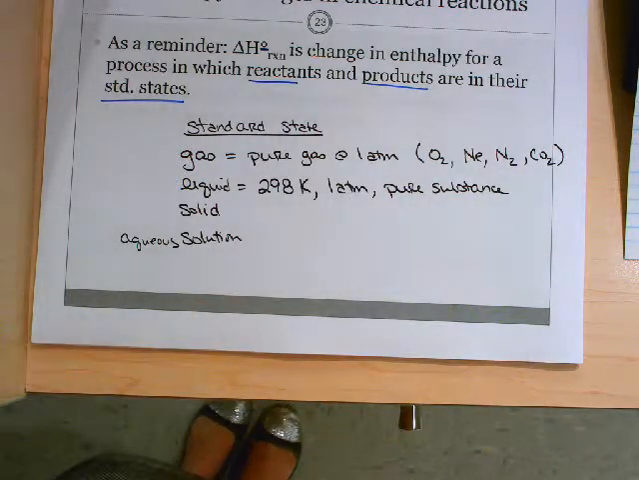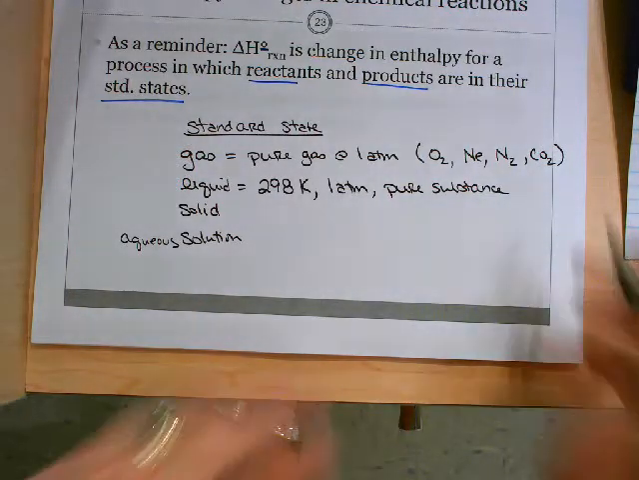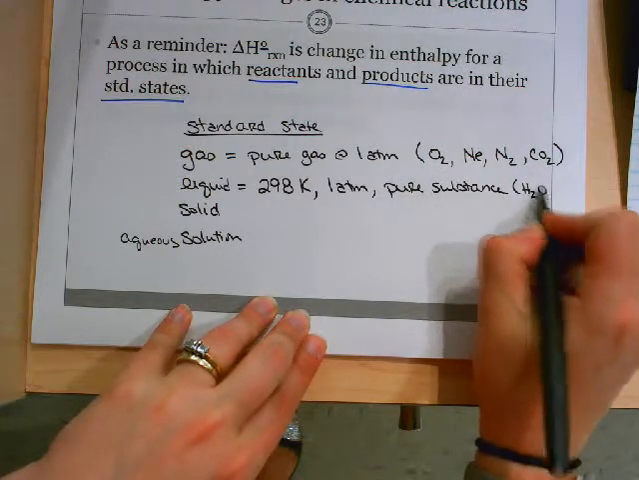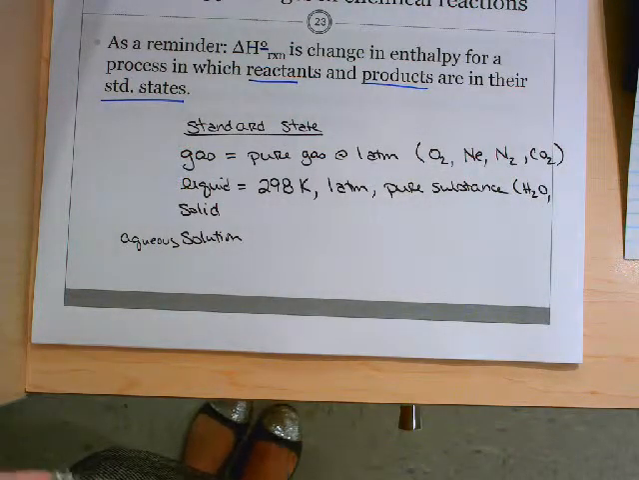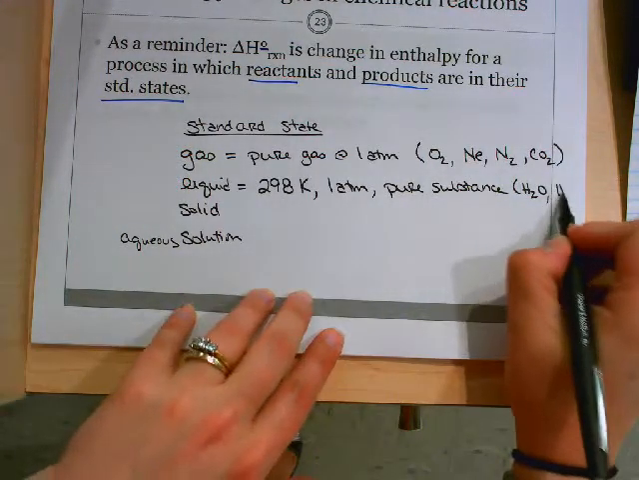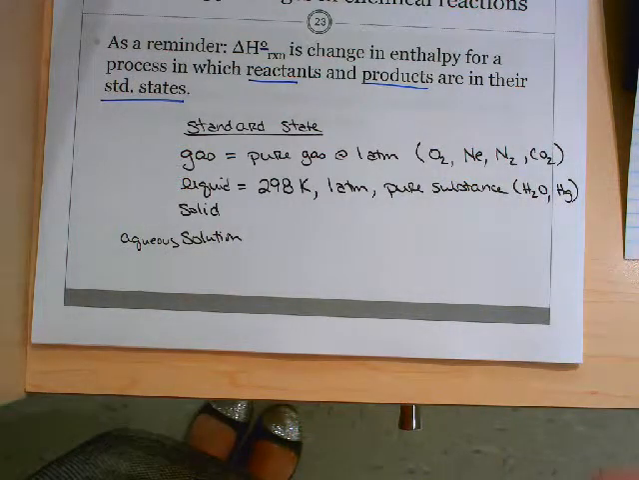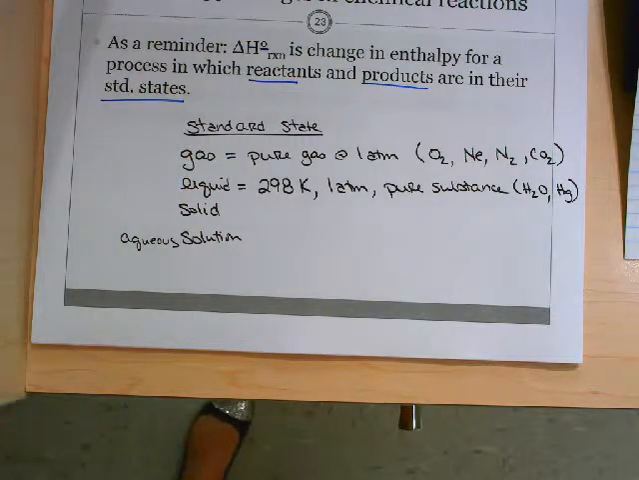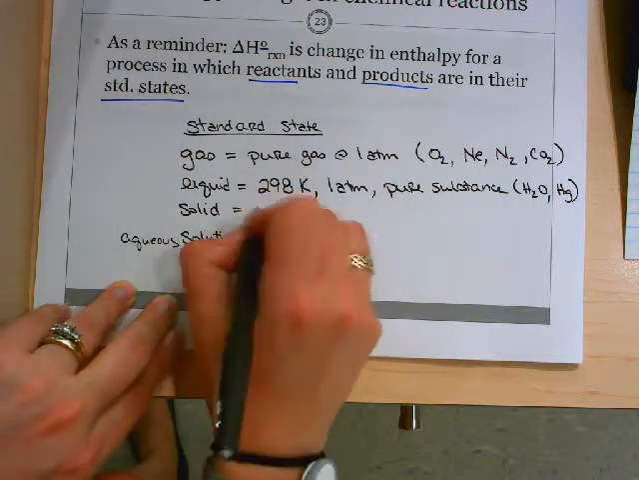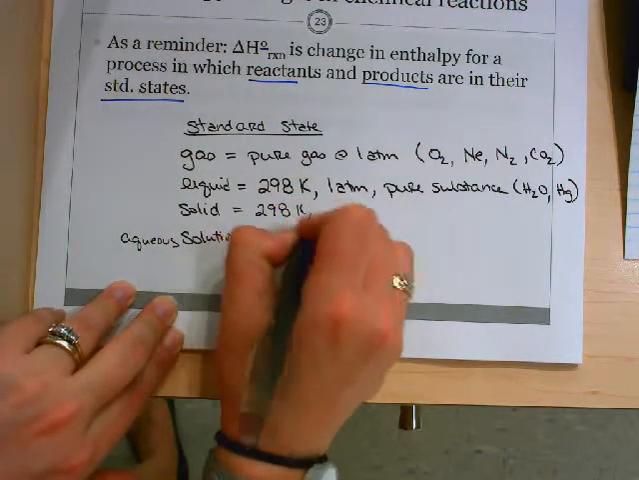It also has to be a pure substance, because it could be a molecule, like water, or it could be a pure element, like mercury. That's an element that's a liquid at room temperature and regular old atmospheres. Alright, for a solid, it's the exact same as a liquid.